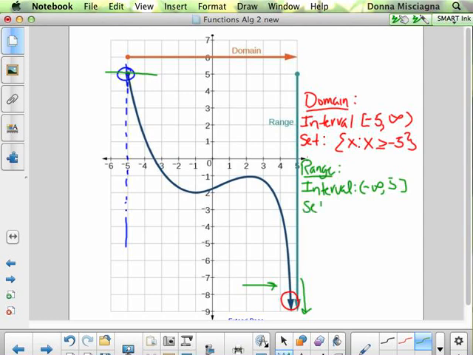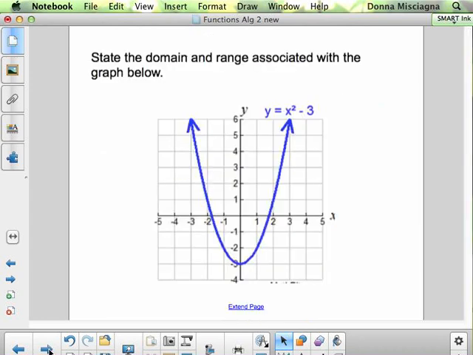In set notation, this would be a brace, x such that x is less than or equal to 5. So it's all the values that are less than or equal to 5. So look to see whether you have a point or whether you have an arrow.